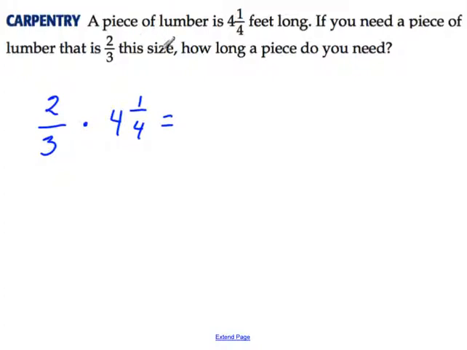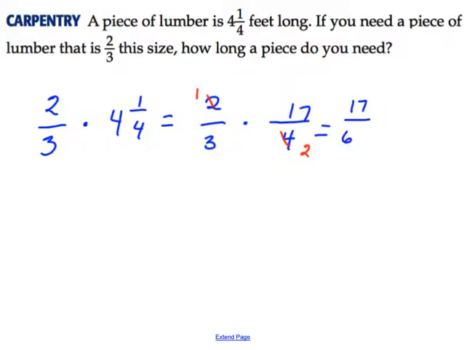Go ahead and pause the video and see if you can come up with the answer to that one. All right, how'd you do? Let's take a look. So we have 2/3. Now we need to change this to an improper fraction, right? Our denominator stays the same, but we got to figure out the top number. 4 times 4 is 16, plus 1, which is 17. And then we can check to see if we have common factors. Well, 2 and 4 have a common factor of 2, so if I divide both of those by 2, I get that. And then we can go ahead and multiply across, so that gives us 17 over 6.